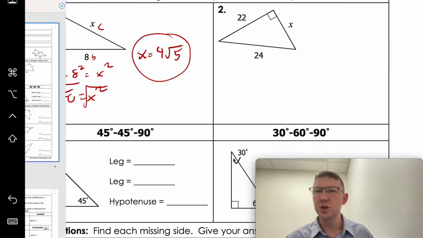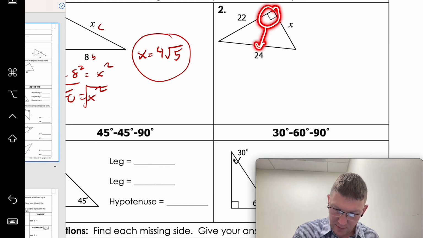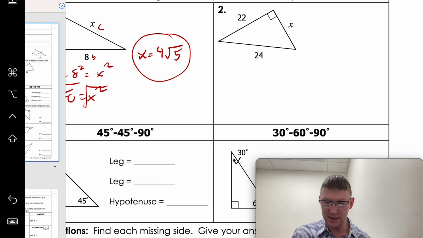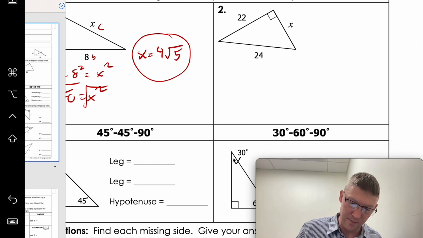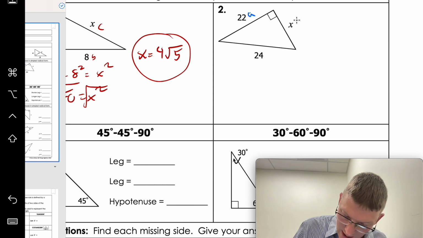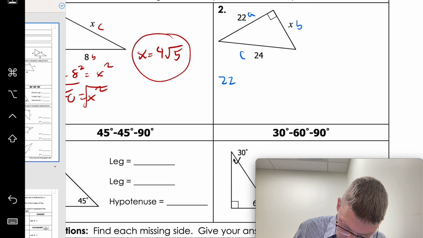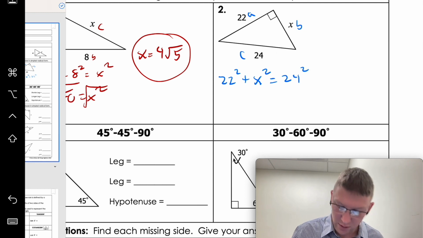We're looking at number 2 for another example. We see our 90 degree angle. Opposite of that is our hypotenuse. The only thing we have to make sure we get in the right place is our C squared. So our 24 is going to be our C, and we can call these A, B, C. Then we've got 22 squared plus x squared equals 24 squared.